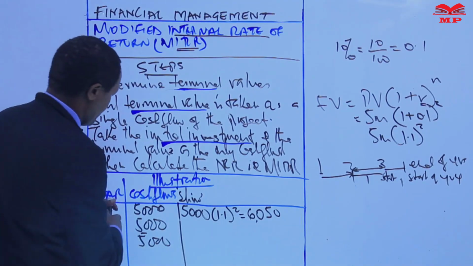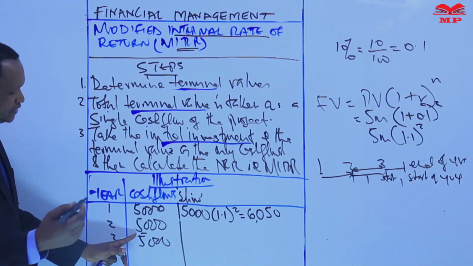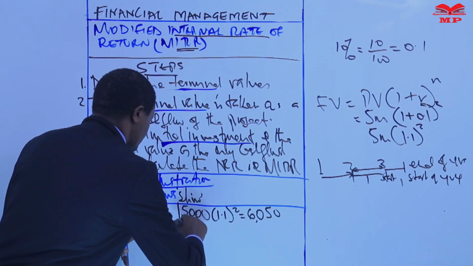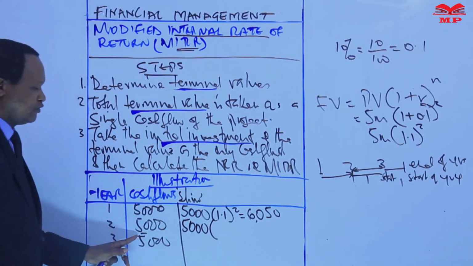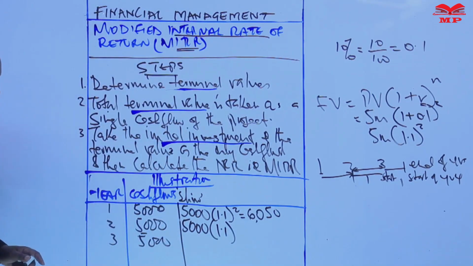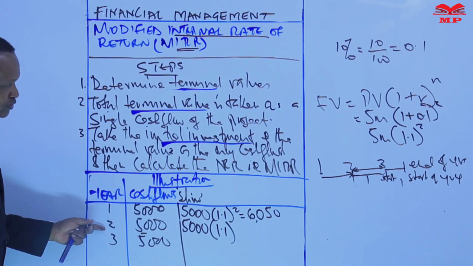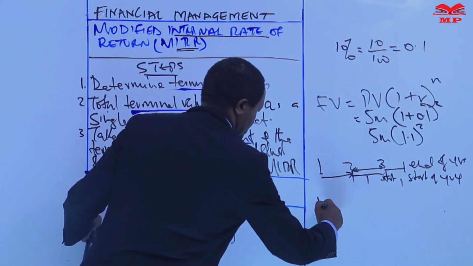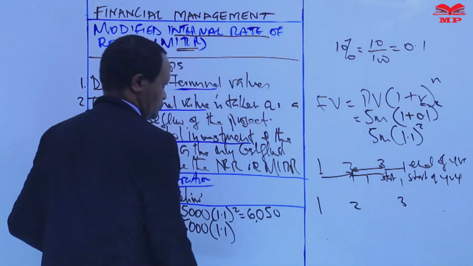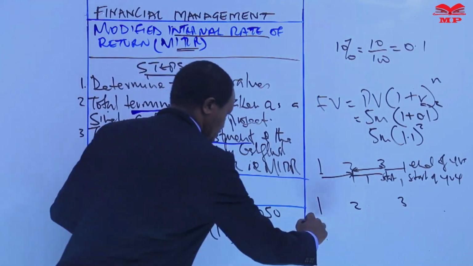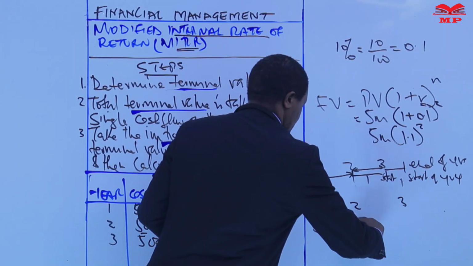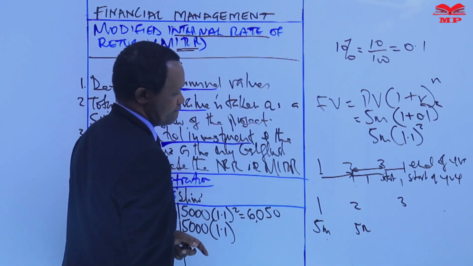We come to this cash flow that will be received at the end of year 2. 5 million will be received at the end of year 2. The cost of capital does not change, but the period has to change. At the end of year 2, we have period 1, period 2, period 3. So this 5 million was received at the end of year 1. This one is received at the end of year 2.